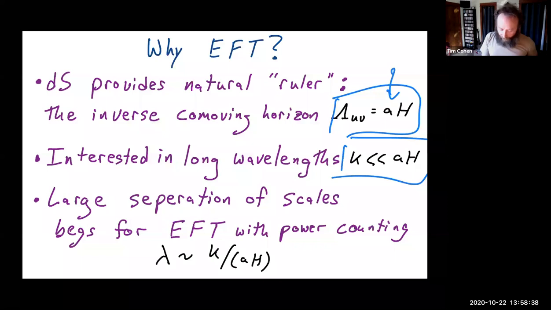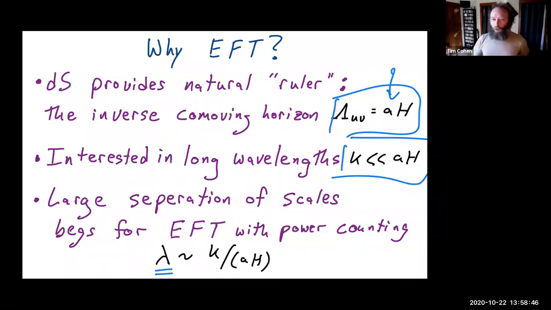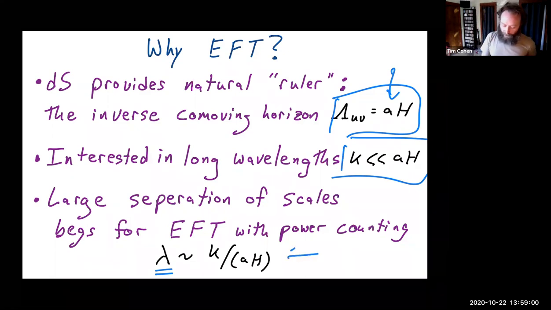And the power counting, we use the standard terminology of a little lambda for power counting, is simply given by k over aH, okay? So this is, for example, what you do in heavy quark effective theory, right? It's an expansion in terms of inverse powers of the heavy mass. And so it's a small momentum over heavy mass expansion that defines a power counting in exactly the same way we have here.